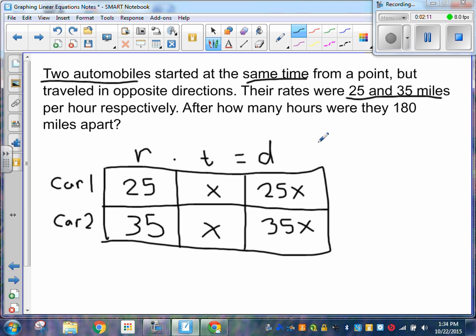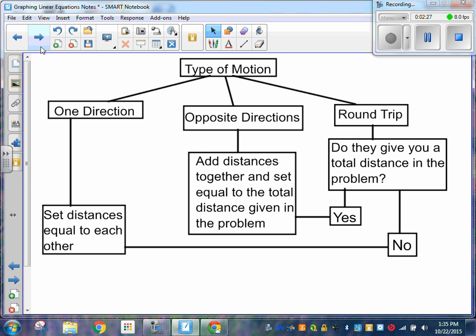The first key is we need to identify the type of motion that this problem is. Now, if you read carefully, I think it's pretty clear. It says opposite directions. So if I reference that flow chart that we talked about in class, opposite, you're always adding the distances, to get the total distance.